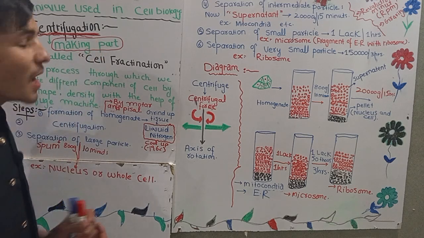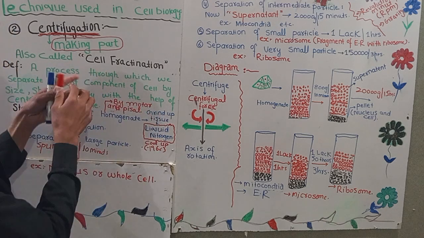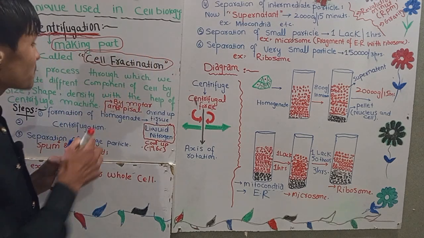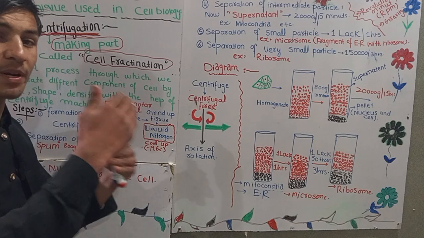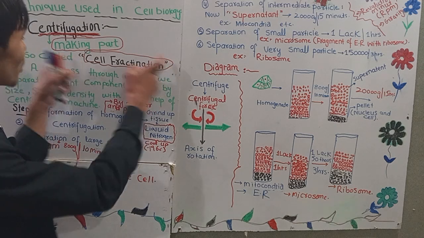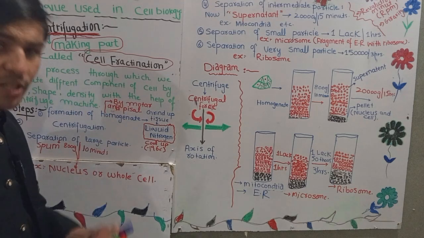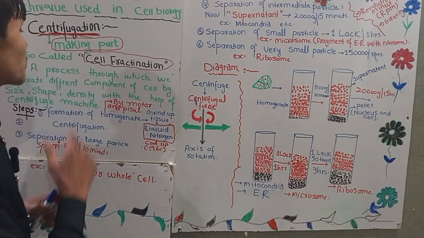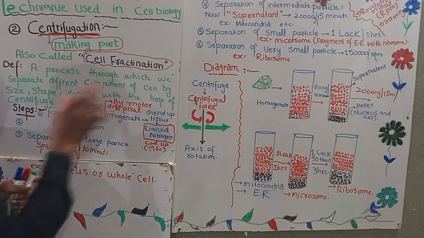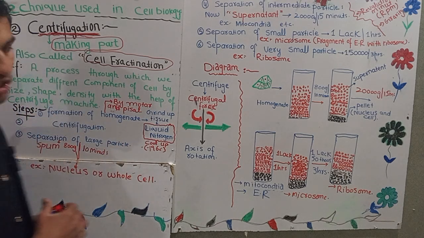Why is this known as centrifugation? Because it works on the principle of centrifugal force. And second, it is known as cell fractionation. Cell fractionation means in this process we divide the cell into different parts. We separate different components from the cell. The definition is: a process through which we separate different components of the cell by their shape, structure and density with the help of a centrifuge machine.